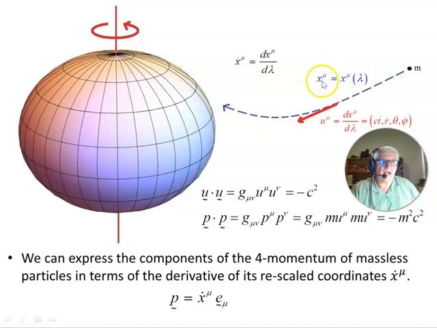We parameterized the path x of mu in terms of parameter lambda. For a particle with mass, lambda would be the proper time tau of the particle. That's the time it measures if it had its own little wristwatch and carried its own clock with it and could measure its own proper time. For massless particles, we have to use parameter lambda. We can't use proper time. The derivative with respect to lambda of the coordinates is x dot mu, and they give us the components of the four-velocity of the particle.